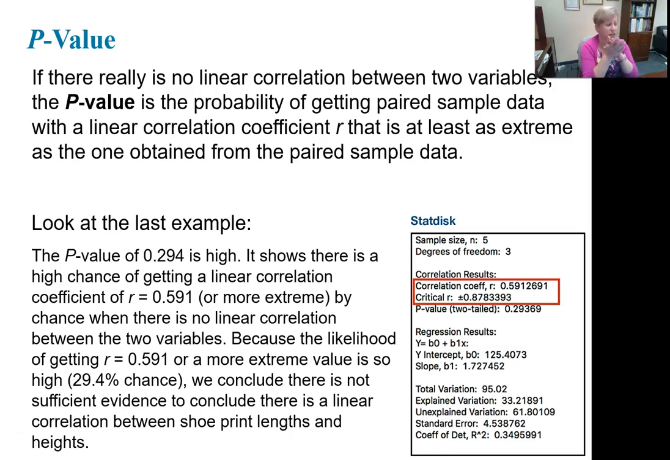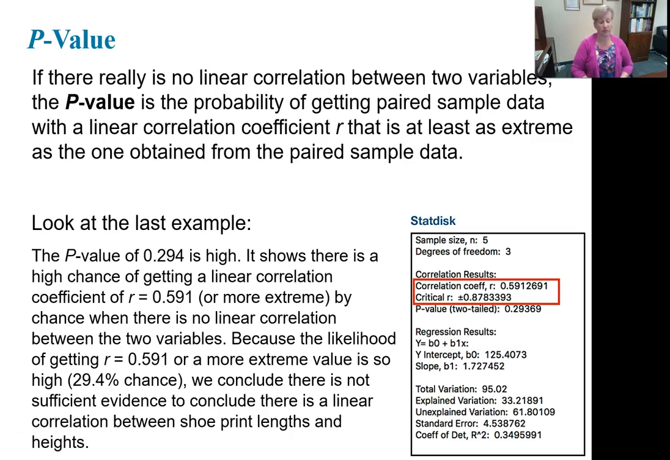Another thing that StatDisk will tell you is that right below the correlation results, it says p-value. P-value is the probability of getting paired data with a linear coefficient of the same R that is at least that or more extreme. So if we were just to randomly pick another point, according to this, the p-value on the chart is only 0.294. That means 29.4%. So if we choose at random another data point, there's only a 29.4% chance that it's going to have a correlation coefficient of 0.59 or higher. That's not very good. That's very, very low.